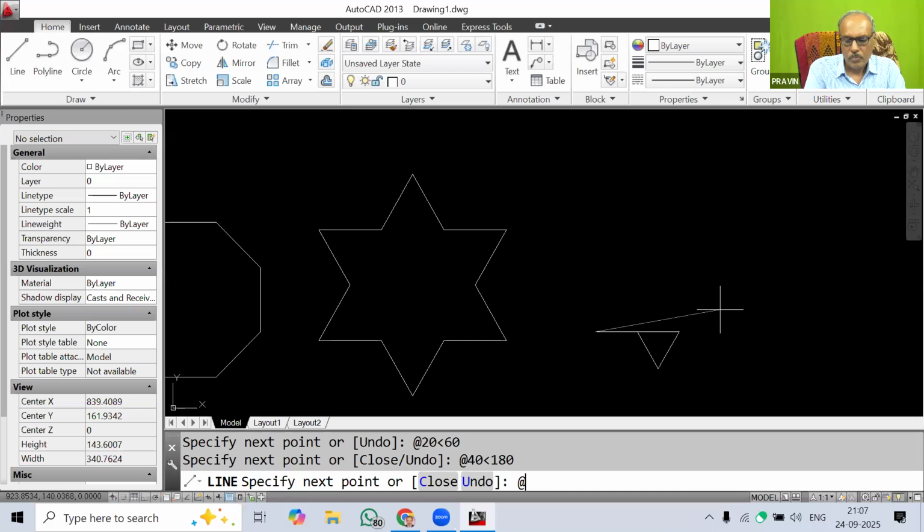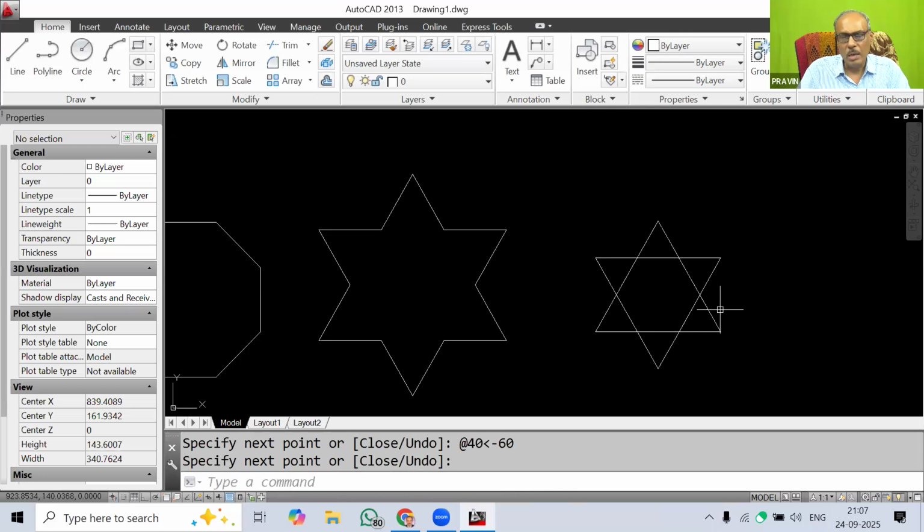Then I will take 60 less than 60. Then 60 less than minus 60. Then at 20 less than 180. Then at 40 less than 60. Then at 60 less than 180. Then at 40 less than minus 60. And you can see that in one go we can draw this type of hexagon 6-point star.